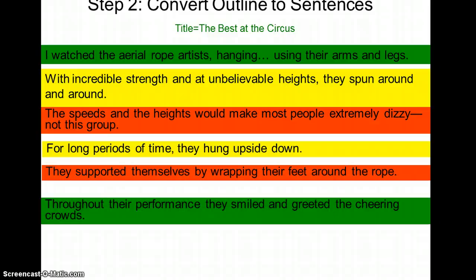So I watched the aerial rope artists hanging using their arms and legs is our topic sentence. And then with incredible strength and at unbelievable heights, they spun around and around. The speeds and the heights would make most people extremely dizzy, not this group. Now they move on to their second detail, which was they hang upside down. So for long periods of time, they hang upside down. Stop, explain. They supported themselves by wrapping their feet around the rope. Okay, and now I'm going back to my topic sentence. Throughout the performance, they smiled and greeted the cheering crowds.